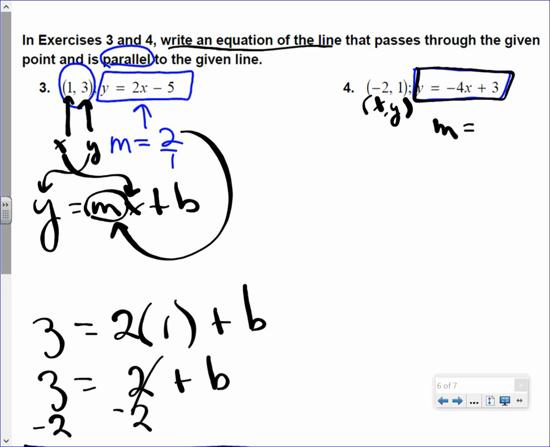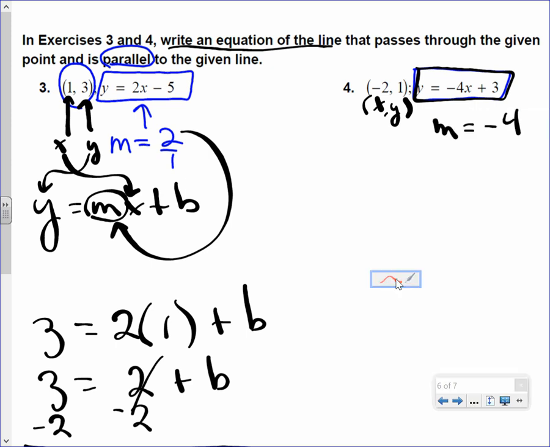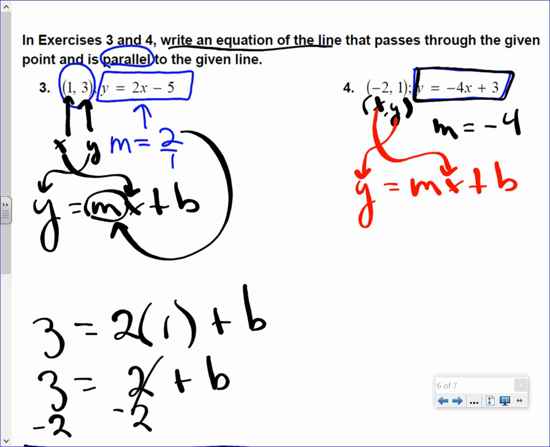-4, just -4. So the slope of the new line we're going to write the equation of has a slope of -4. We have an x coordinate, we have a y coordinate. Let's write down y equals mx plus b. I'll put it in red this time. X will go right there, y will go right there, and -4, I should say, will go right there. And we'll solve for the y-intercept again.